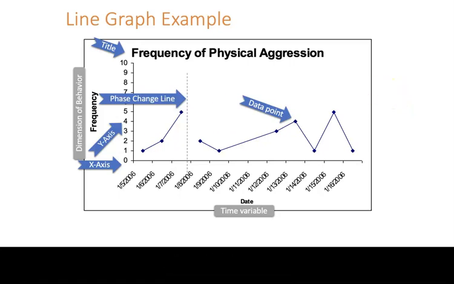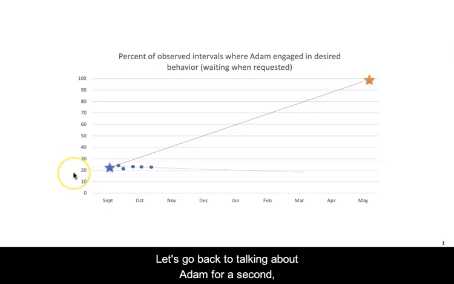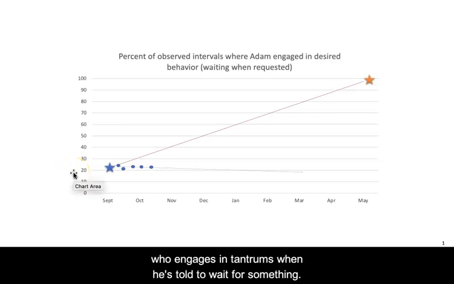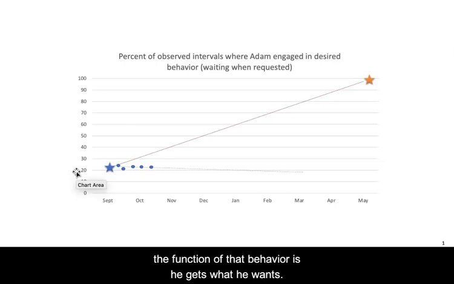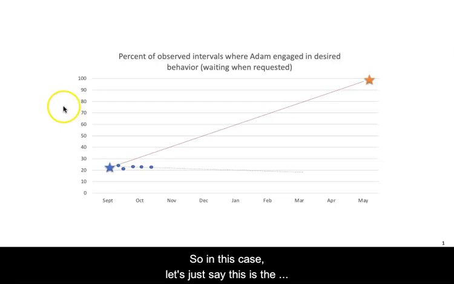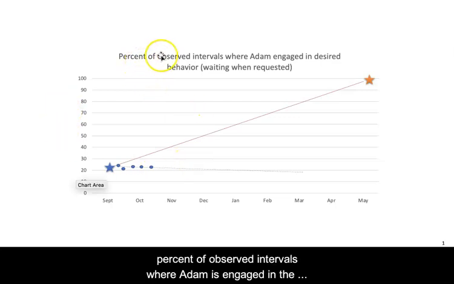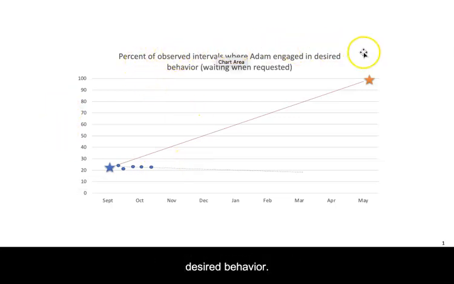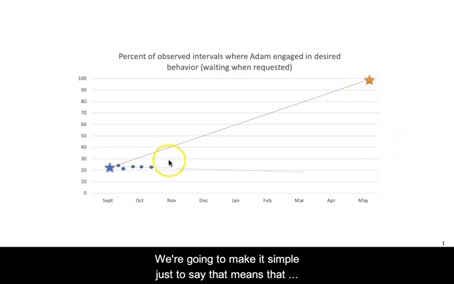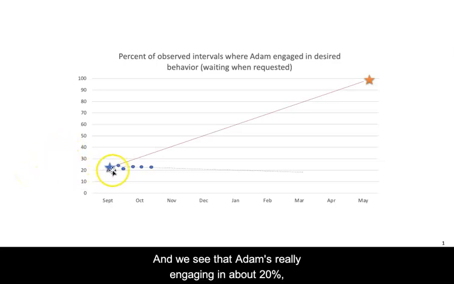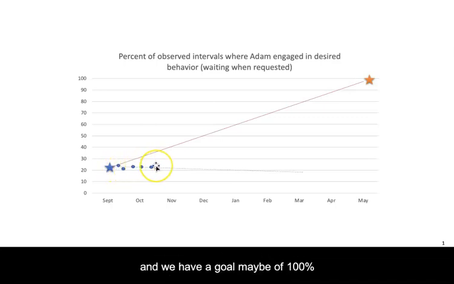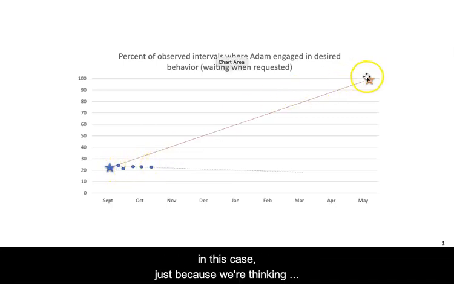Let's go back to talking about Adam for a second, who engages in tantrums when he's told to wait for something. And when he engages in tantrums, the function of that behavior is he gets what he wants. So in this case, let's just say this is the percent of observed intervals where Adam is engaged in the desired behavior. We're going to make it really simple, just to say that it is interval recording rather than every occurrence. And we see that Adam's really engaging in about 20%. And we have a goal maybe of 100% in this case, just because we're simplifying it down.